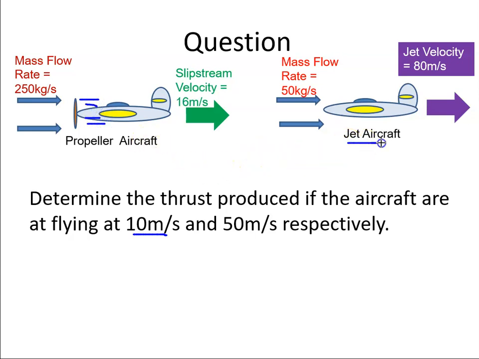With the jet aircraft, we're taking in 50 kilograms per second. The aircraft is flying along at 50 meters per second, and the jet velocity is 80 meters per second. And let's work out the thrust.